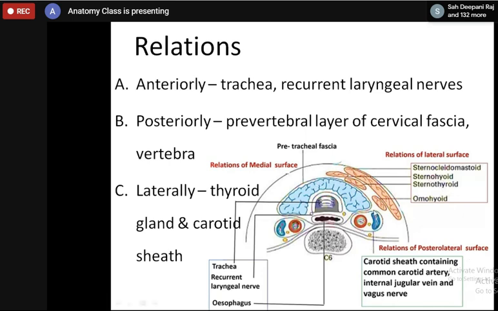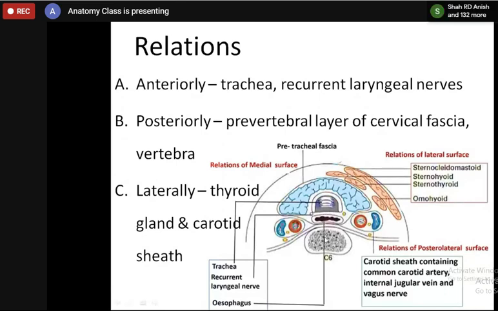This is the transverse section through the neck. Here we can see the trachea. Is the diagram clear to you all? Behind the trachea is the muscular tube, the esophagus. So the esophagus is related anteriorly with the trachea, and on either side are the right and left recurrent laryngeal nerves.